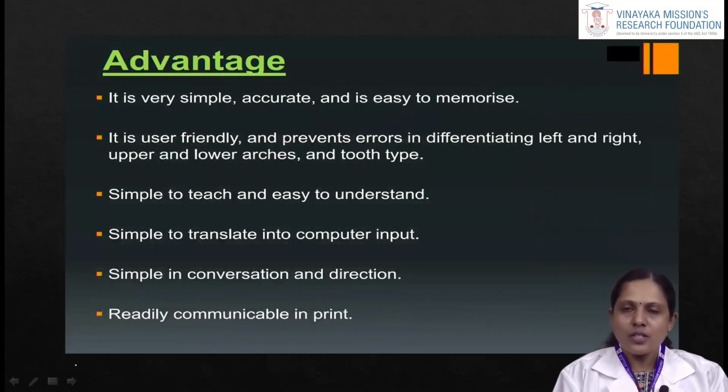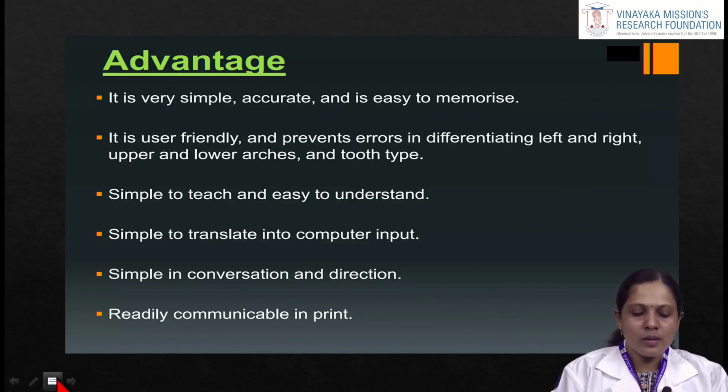Advantages of using the FDI numbering system: it is very simple, accurate and easy to memorize, user friendly, and prevents error in differentiating right and left quadrant and which type of tooth it is. It is simple to teach and easy to understand, simple to translate and input in a computer, simple to converse with others, and readily communicable.